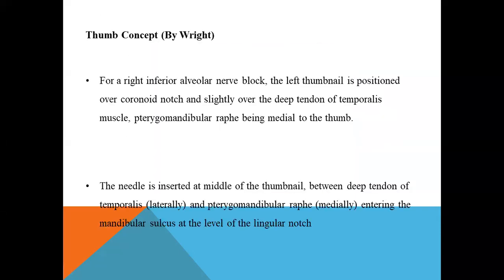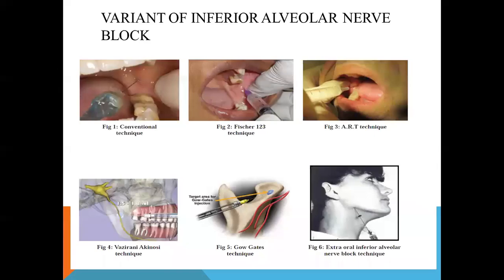Coming to the thumb concept by Wright. For a right inferior alveolar nerve block, the left thumbnail is positioned over the coronoid notch and slightly over the deep tendon of the temporalis muscle. The needle is inserted at the middle of the thumbnail between the deep tendon of the temporalis and the pterygomandibular raphe, entering into the mandibular sulcus at the level of the lingual notch.